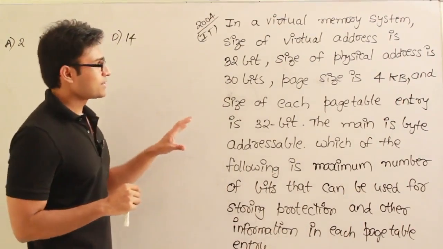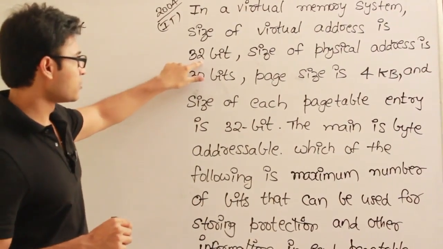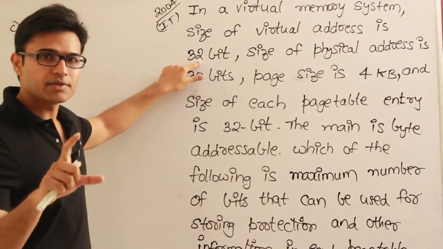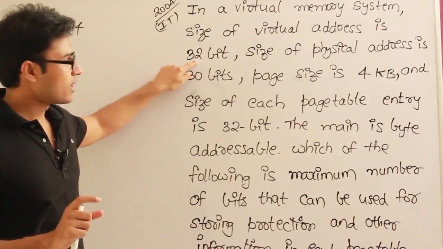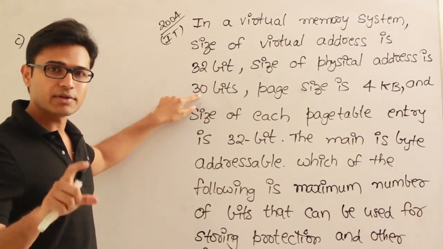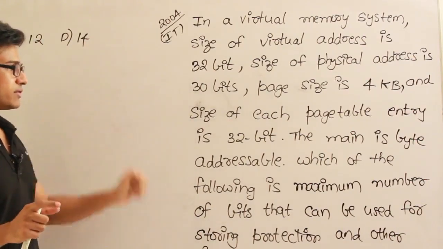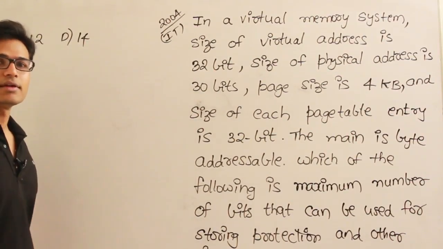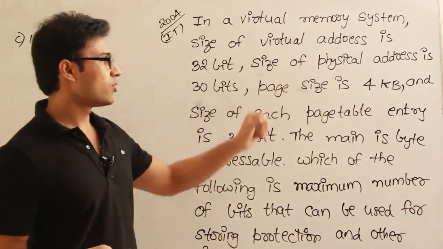For now, just understand that here the virtual address is 32 bits. Therefore the virtual address space, or the logical address space, is 2 power 32, right? And then the size of the physical address is 30, which means the size of the main memory is 2 power 30. So the main memory address is less than the virtual memory address. So what can you say about this? Clearly, we need to go for virtual memory, and the page size is 4 KB.